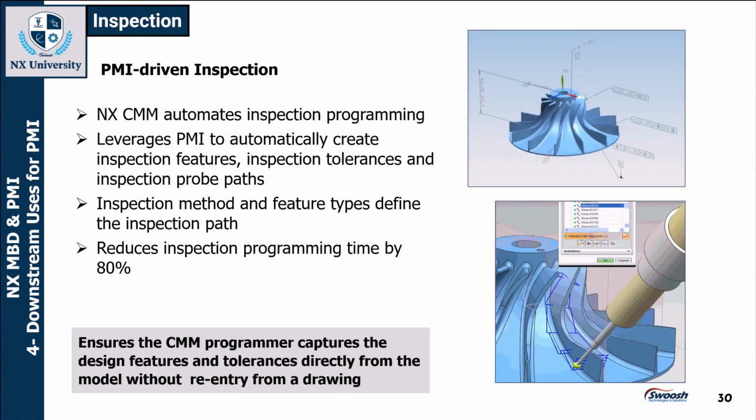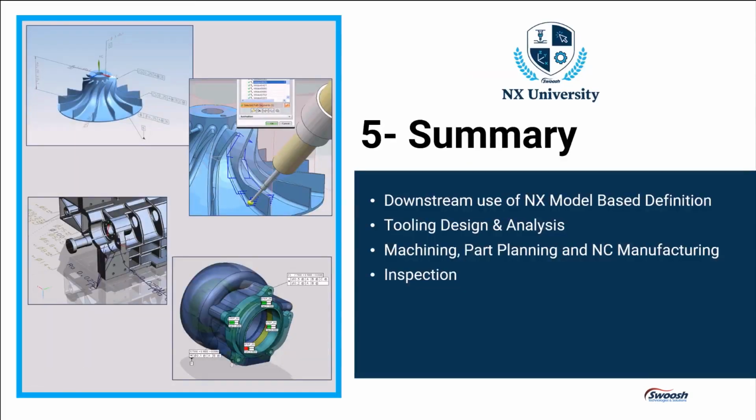And finally, with inspection processing, we can generate our inspection probing paths, and we can automate the inspection programming here. And that's going to leverage that PMI to automatically create inspection features, inspection tolerances, and inspection probe paths for your designs. This inspection method and feature types define the inspection path, and it's going to reduce inspection programming time by up to 80% here. So that's a huge time savings just by reusing the model-based definition on the model. This is going to ensure that CMM programming captures the design features and tolerances directly from the model without re-entry from a physical drawing. Getting into our final topic here, item 5.